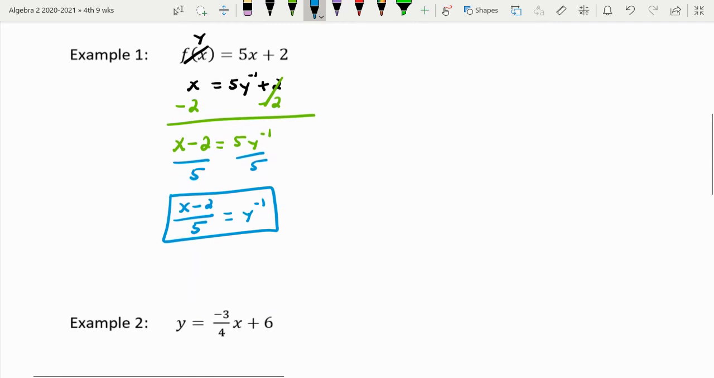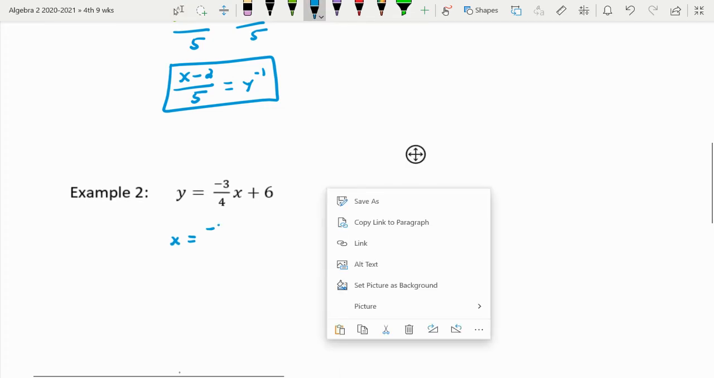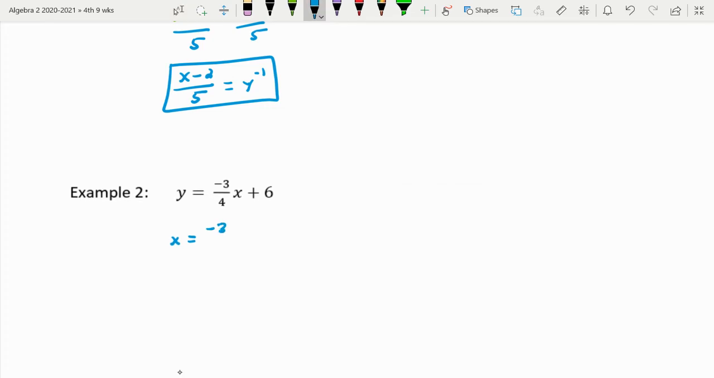Okay, let's try another example. This one we have a fraction in there, like the slope, a little bit difficult, but we can handle it. Again, we're going to change y to x. Y becomes x. Then we have -3 over 4, and then the x becomes y plus 6. Change that to y inverse, and then we'll solve for the inverse.